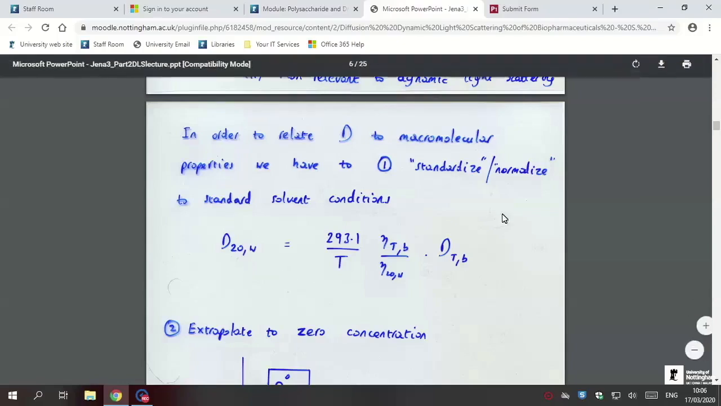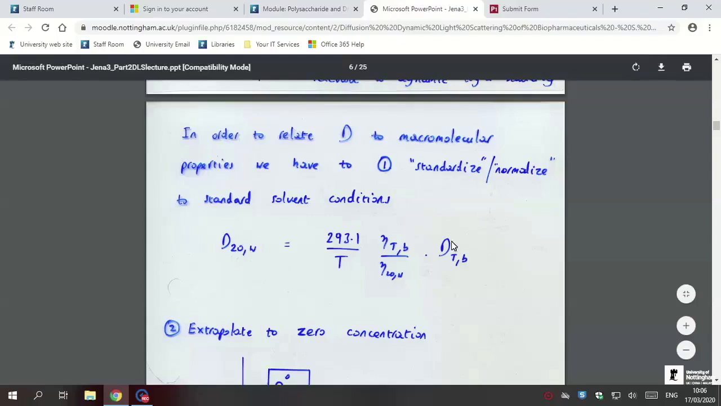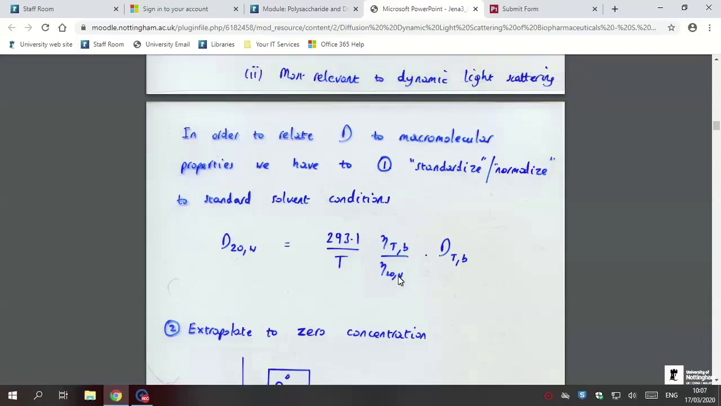So we do this correction. You make your measurement in your buffer or solvent at a particular temperature, and then you correct it with this formula here: 293.1, that's the absolute temperature of 20 degrees centigrade, divided by the absolute temperature of your measurement, times the viscosity of your solvent at the temperature you measured it at in the DLS instrument, divided by the viscosity of water at 20 degrees centigrade.